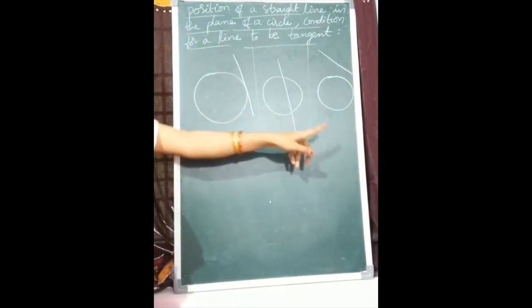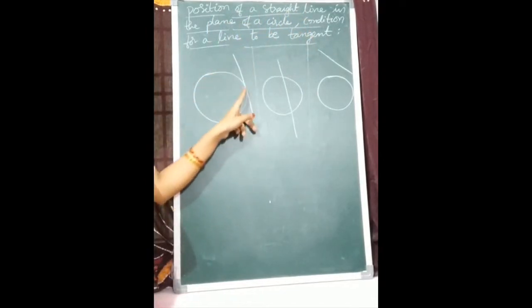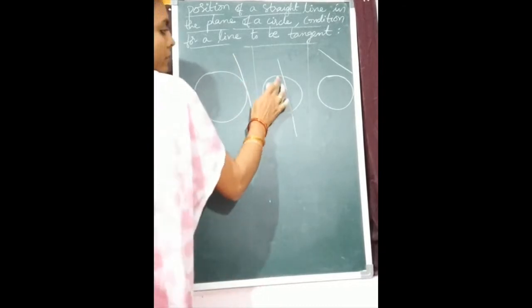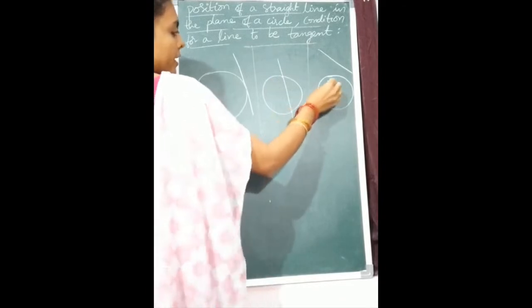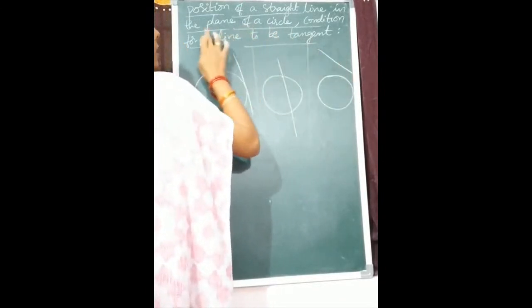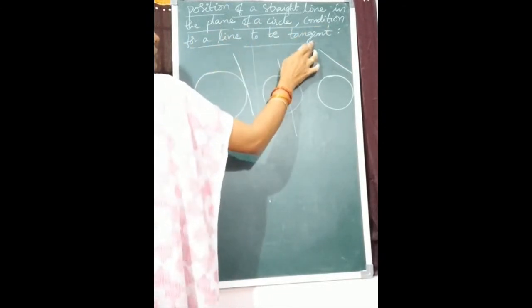Here also three cases. Position of a straight line. A line which touches the circle is called a tangent, a line which meets the circle at 2 points, and a line which does not meet the circle. And another concept, the condition for a line to be a tangent.